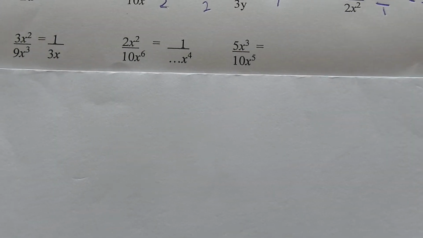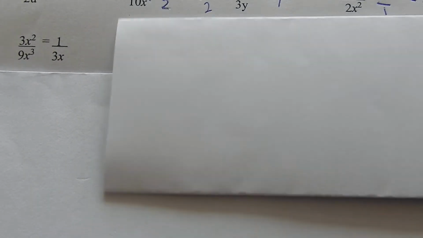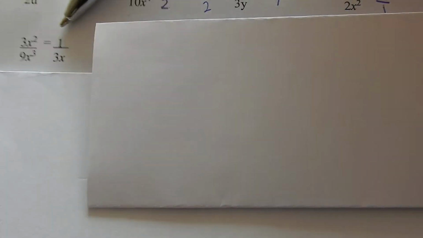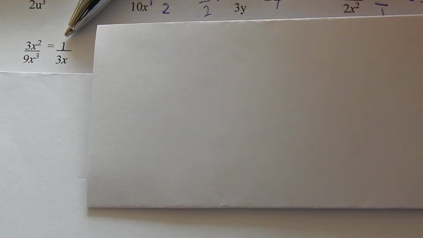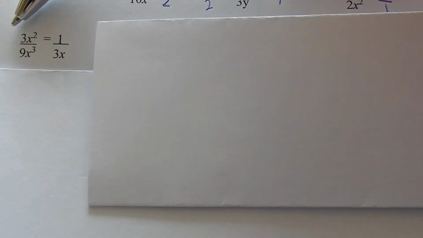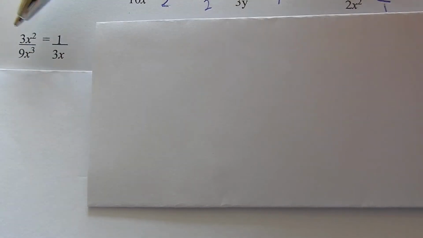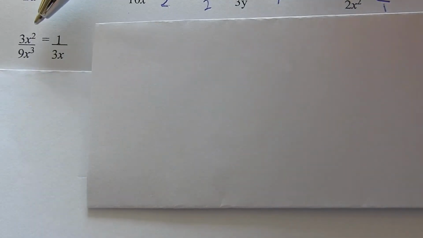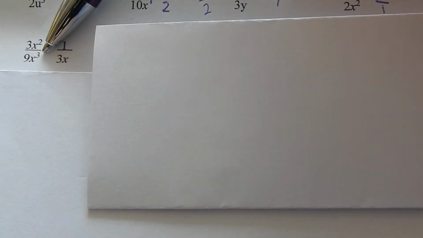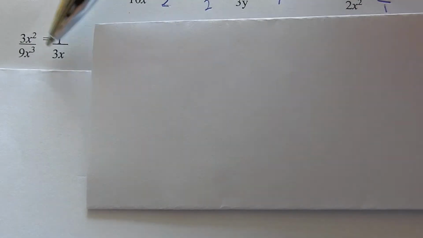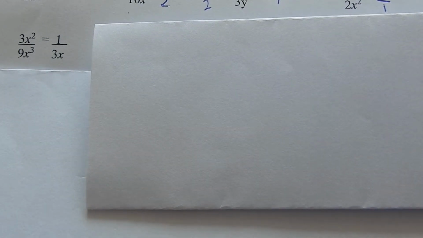Remember what comes next. Okay. Now, you do have to write the 1 when there's nothing else there. We wouldn't just leave this blank on the top. So, 3 divided by 9 is a third. x squared divided by x cubed. There's 1 more x on the bottom than there is on the top. 1 over 3x. Good.